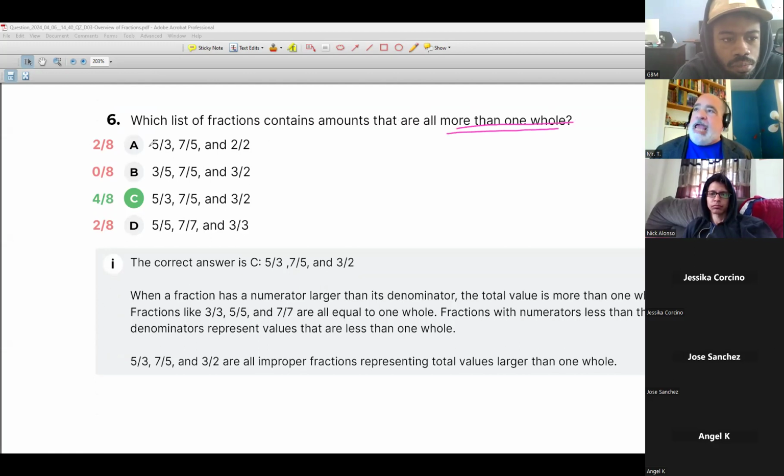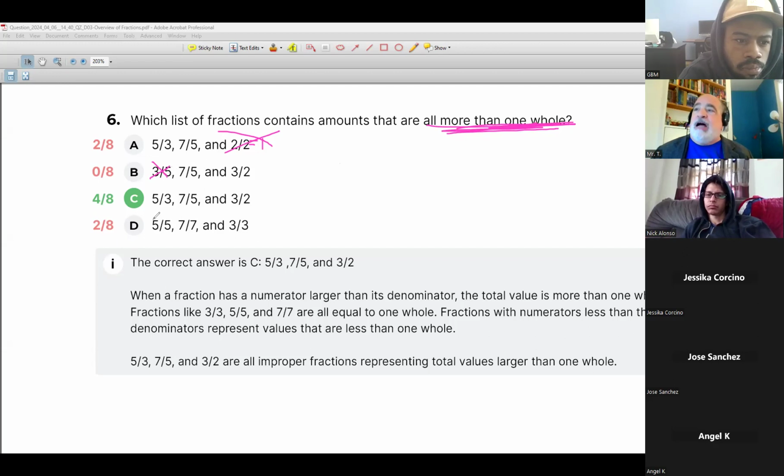Which list of fractions contains amounts that are all more than 1 whole? If we look at A, 5/3, yes, it's an improper fraction, it's greater than 1. 7/5, yes, it's an improper fraction, it's greater than 1. But 2/2 is not greater than 1. 2/2 equals 1, so that's not one of the choices because we want more than a whole. Let's look at B. 3/5 is less than 1. Nope. 7/5 is greater than 1. 3/2 is greater than 1.